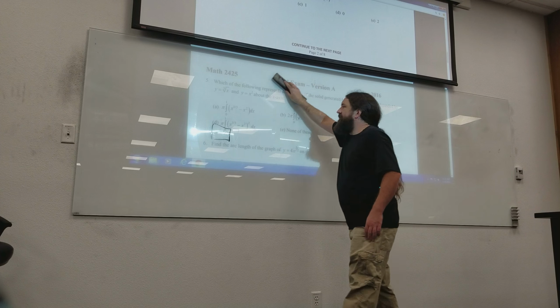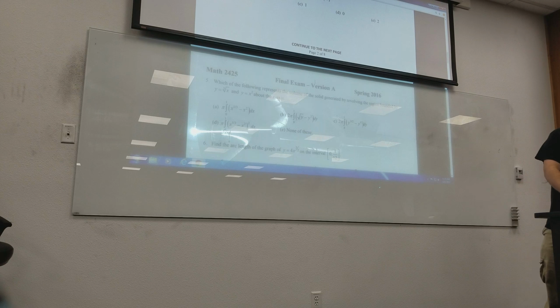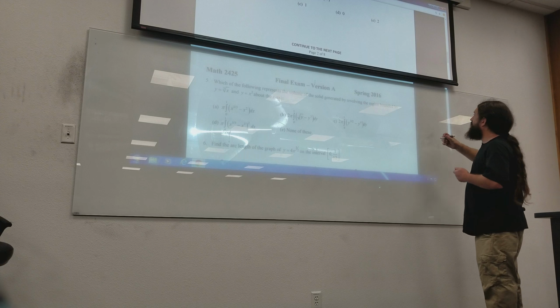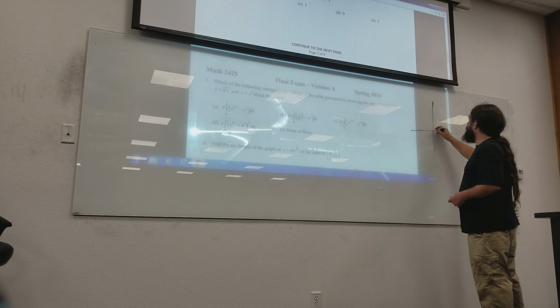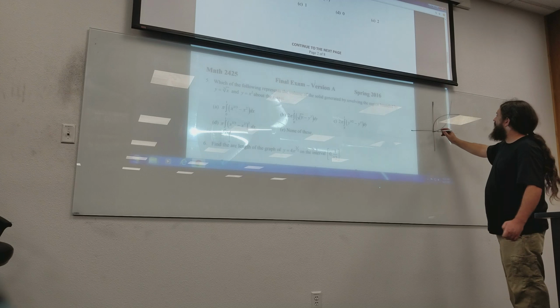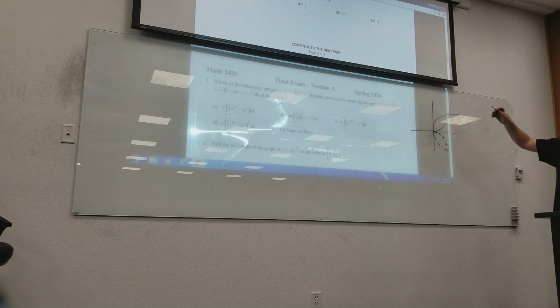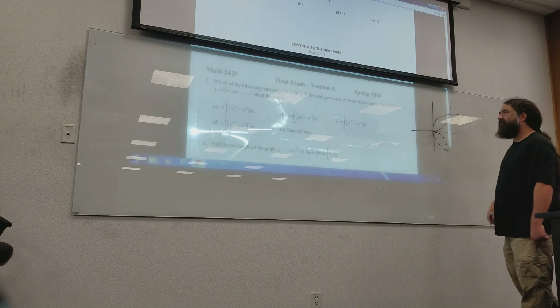Okay, which of the following represents a solid? So, what do my graphs look like? I've got cube root of x, and I've got x squared, and I'm going around the x-axis. So I've got kind of like a tulip, right? That I'm looking at here.